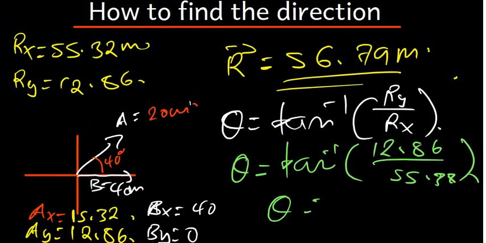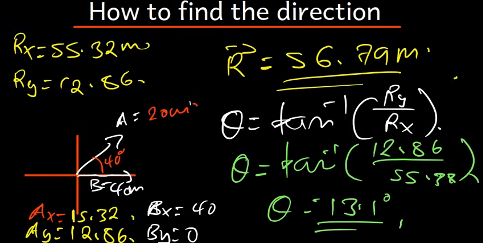So you press shift, then tan, then you open the brackets. It's going to be 12.86 divided by 55.32. Close the brackets. So I'm getting 13.08, which is just the same as 13.1. So 13.1 degrees. That is what I'm getting.